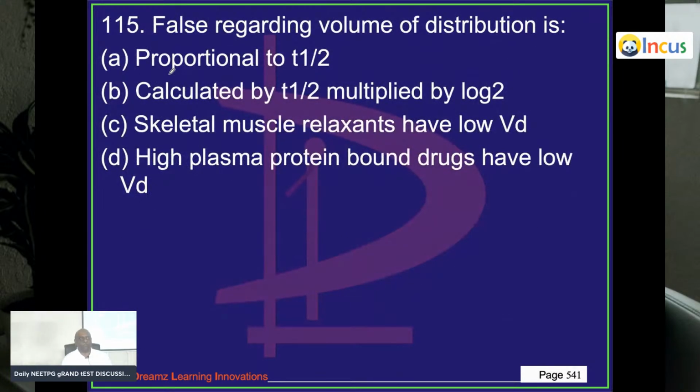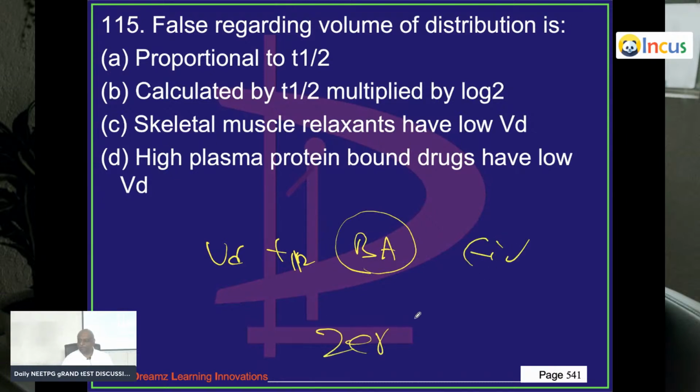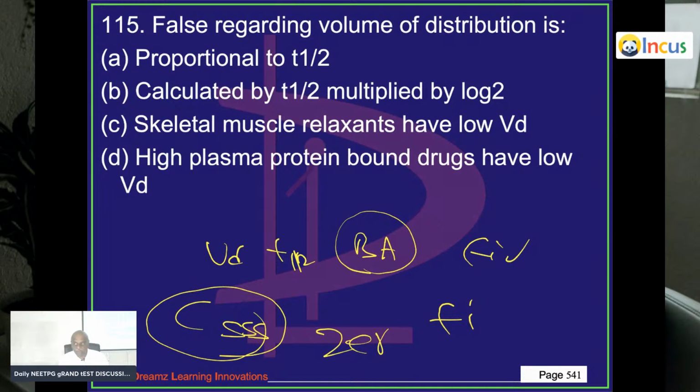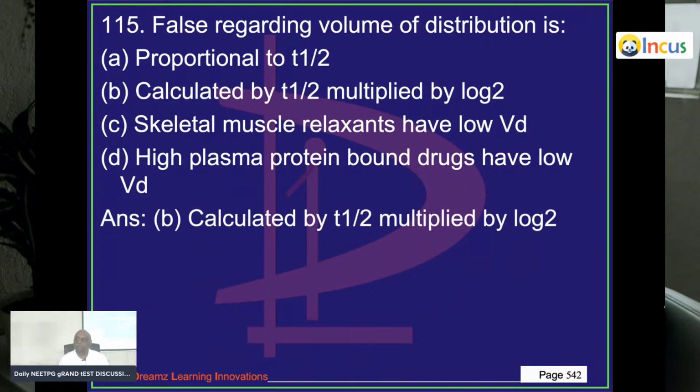About volume of distribution, what did I say? VD, T half, bioavailability, first pass metabolism, zero order kinetics, first order kinetics, steady state concentration. Now tell me, what is your answer? Come on, online students, what is your answer? One firm answer. So it is proportional to T half.